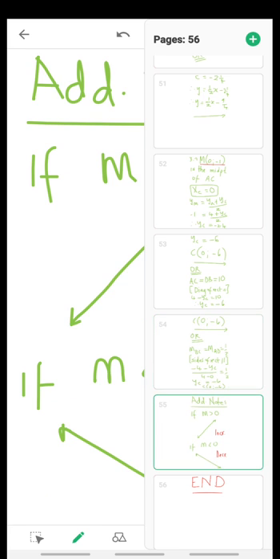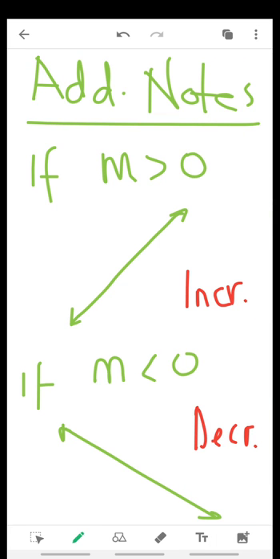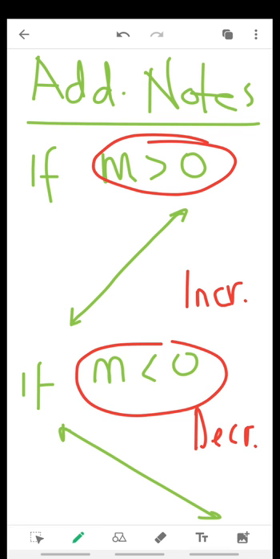Now the last slide is additional notes. This is a nice thing, very nice. I want you to learn and know it by heart. When we deal with straight lines, shape is very, very important. The shape of a straight line is very important. So what determines the shape of a straight line? It is the gradient of a line.